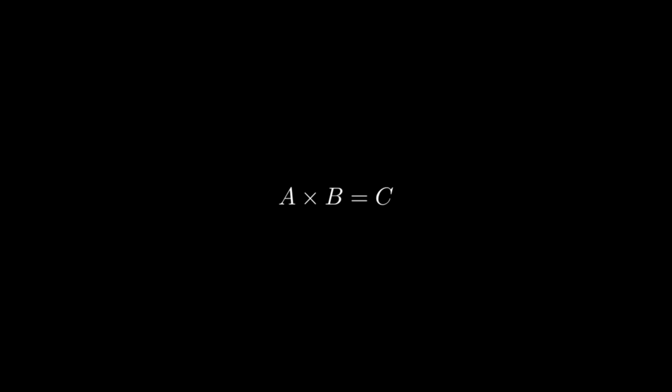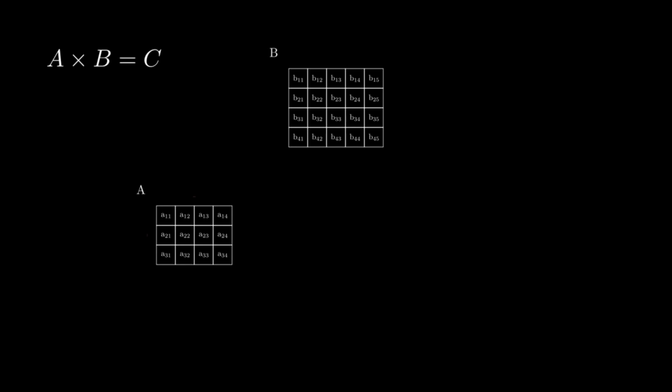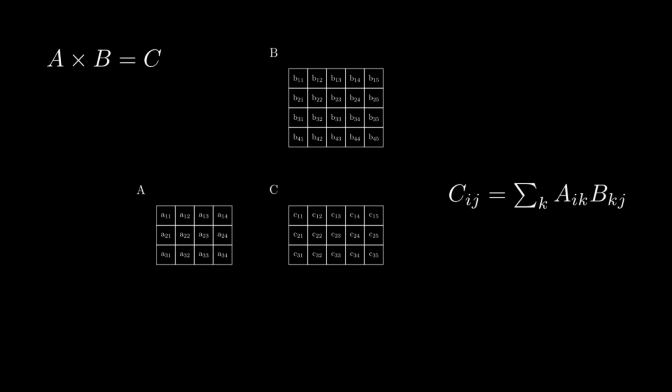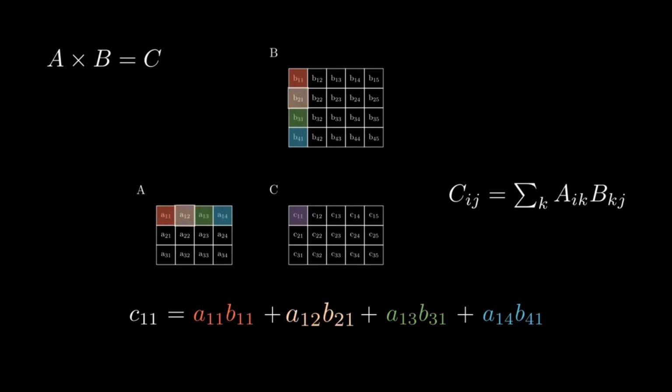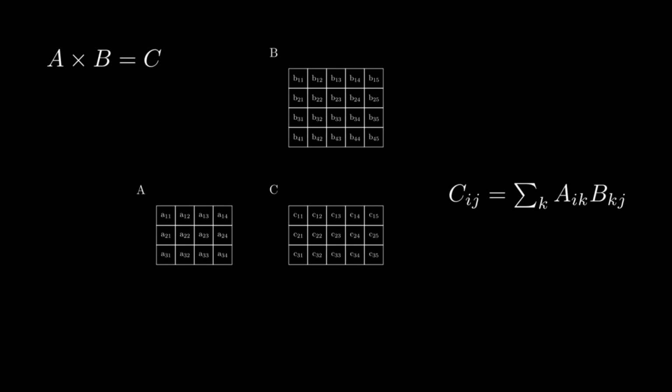Let's start by recapping what we mean by matrix multiplication. A matrix is an array of values. If matrix A has m rows and k columns, and matrix B has k rows and n columns, then the result of the multiplication will be a matrix C that has m rows and n columns. Each element of C is calculated by summing the products of pairs of elements, drawn from the corresponding row of A and the corresponding column of B. As you can see, that's a lot of multiplies, even for a small matrix.